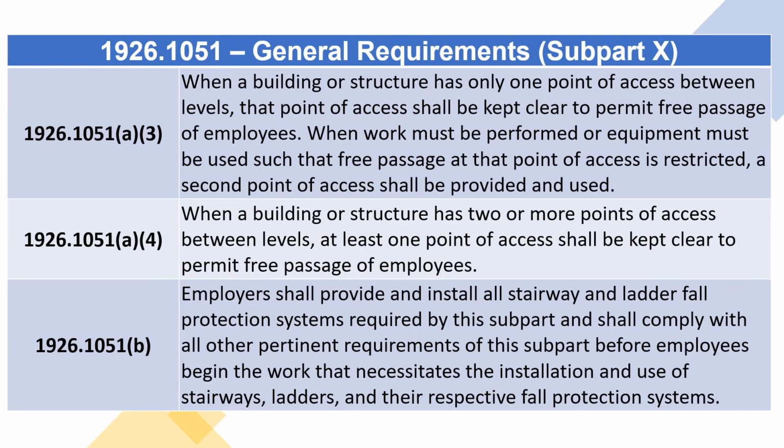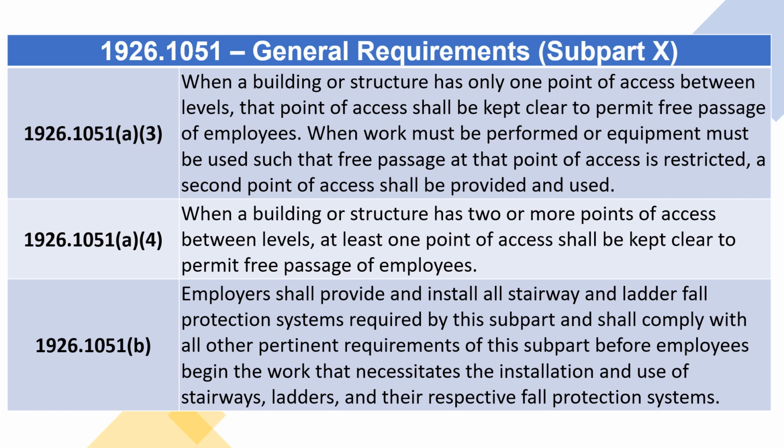1926.1051(a)(3). When a building or structure has only one point of access between levels, that point of access shall be kept clear to permit free passage of employees. When work must be performed or equipment must be used such that free passage at that point of access is restricted, a second point of access shall be provided and used. 1926.1051(a)(4). When a building or structure has two or more points of access between levels, at least one point of access shall be kept clear to permit free passage of employees.